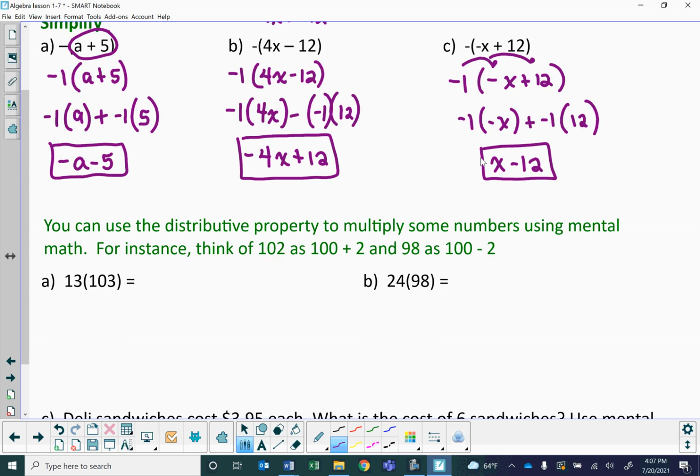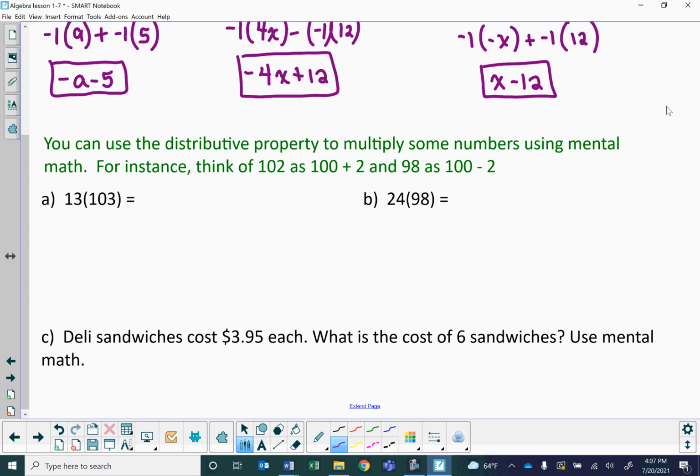All right, you can use your distributive property to multiply some numbers using mental math. For instance, 102 can be thought of as 100 plus 2, and 98 can be thought of as 100 minus 2. I do a lot of this when people ask me to multiply things in my head. I don't multiply 13 times 103 in my head. I multiply 13 times 100 plus 13 times 3. That's what my brain thinks. So 13 times 103 I think of as being 13 times 100 plus 3, which would be 13 times 100 plus 13 times 3.